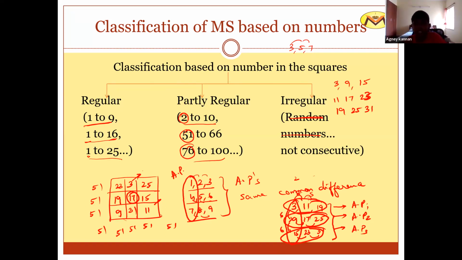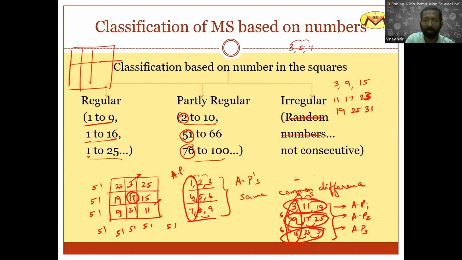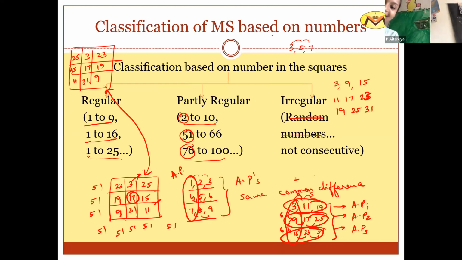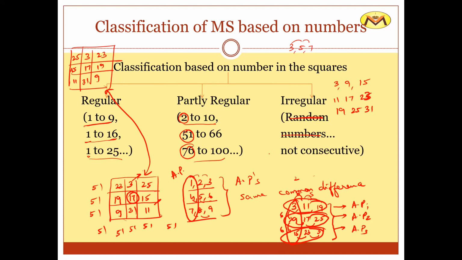Just 1 second, let me just complete. So if you take it this way, if you write 3, 9, 15, and then you look at 11, 17, 23, and 19, 25, and 31, is it the same as this one, or is it different? It's mirrored. That is a mirror image. Yes, sir. It's rotated. Mirror image, right? Yeah, it's rotated.